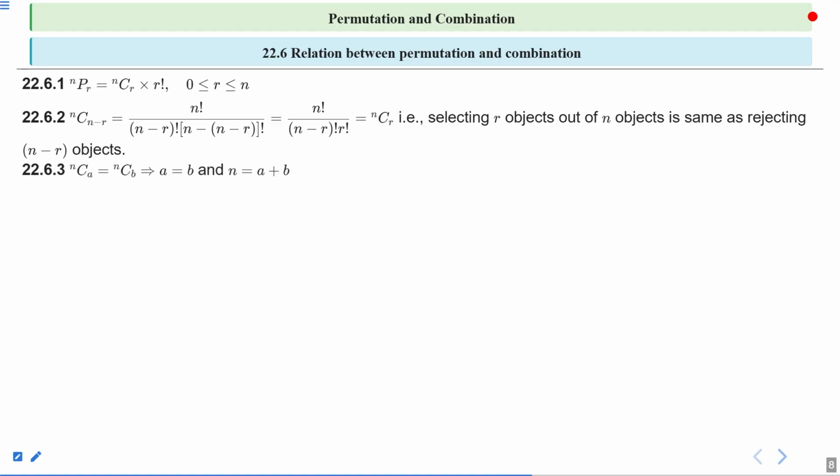Next one is NCA equals NCB, where a equals b or n equals a plus b. NCR plus NCR minus 1 equals n plus 1 CR.